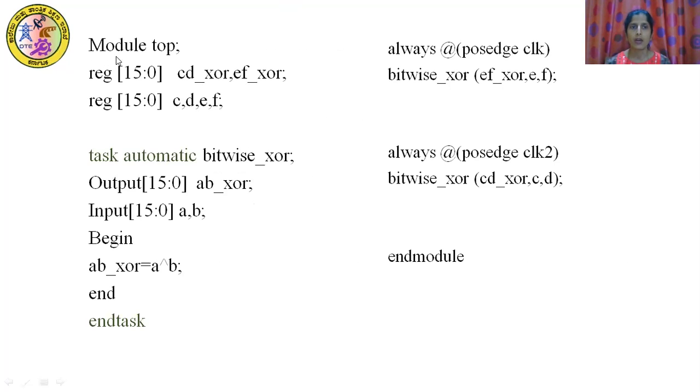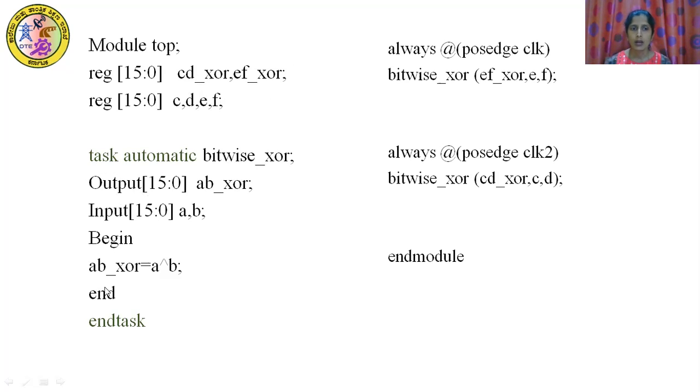So here we have chosen a module by name top. Here we have CD_XOR and EF_XOR as 16-bit registers. CD, EF are also 16-bit registers. So these are inputs and these are outputs. We have declared an automatic task here where the keyword task is followed by the keyword automatic followed by the name of the task. Bitwise_XOR is the name of the task here, followed by the input and output declarations.